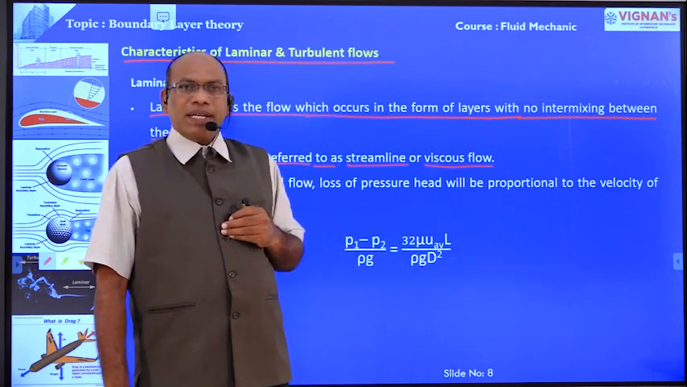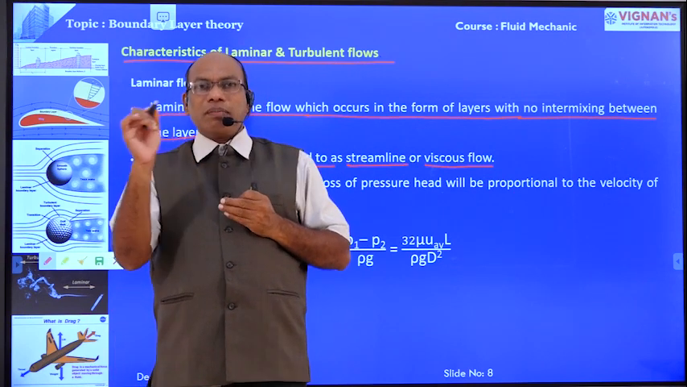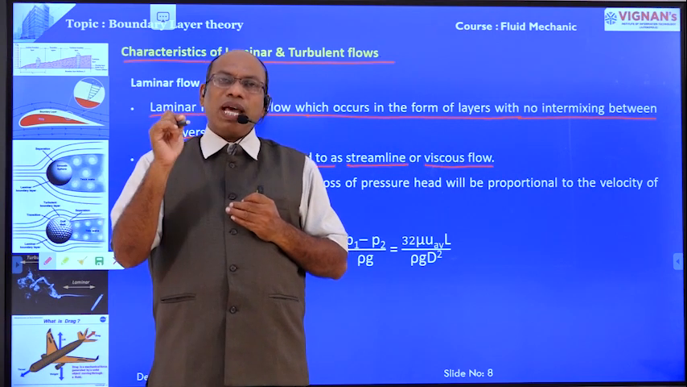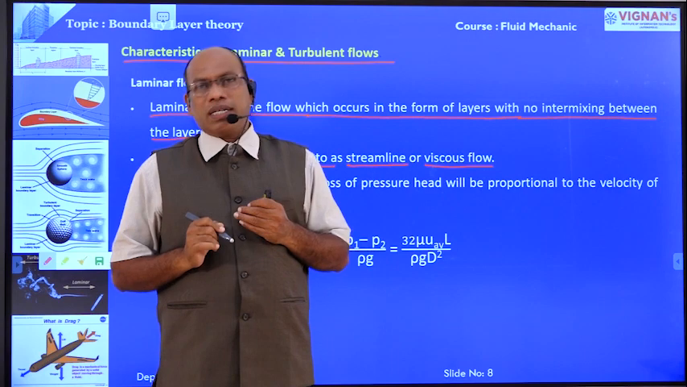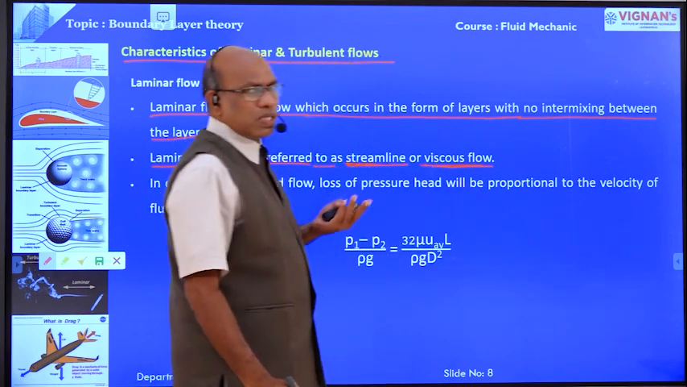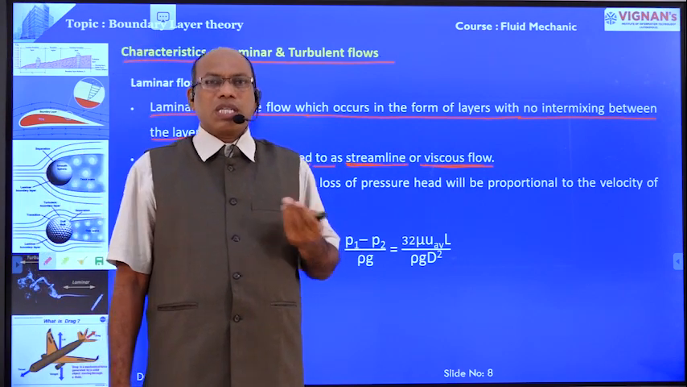What is a streamline? It is an imaginary line. At a point on the imaginary line, take a tangent. That tangent gives the velocity component in that direction, right? This is the streamline. And viscous flows means real fluids.